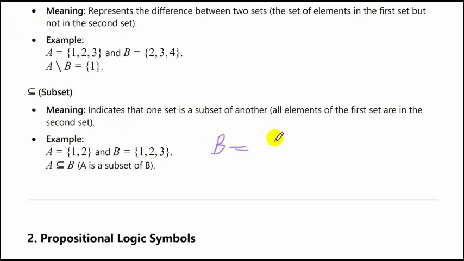B is equal to A, comma 3. Like this, A comma 3, which means A stands for 1 and 2. So we can write B is equal to like this. So A is a subset of B.